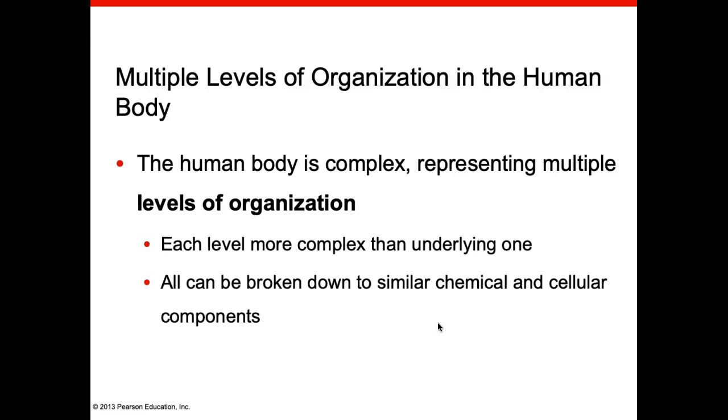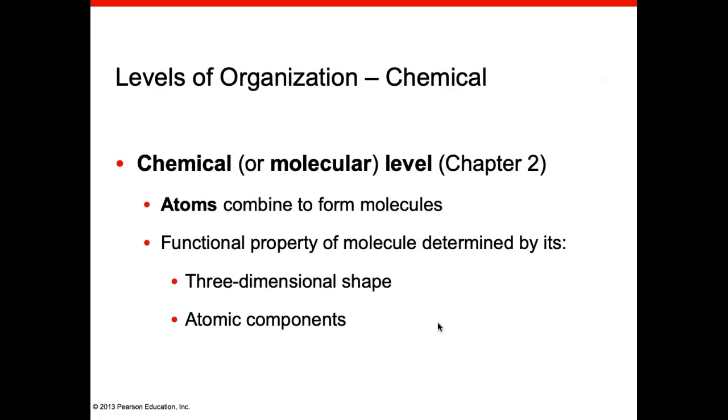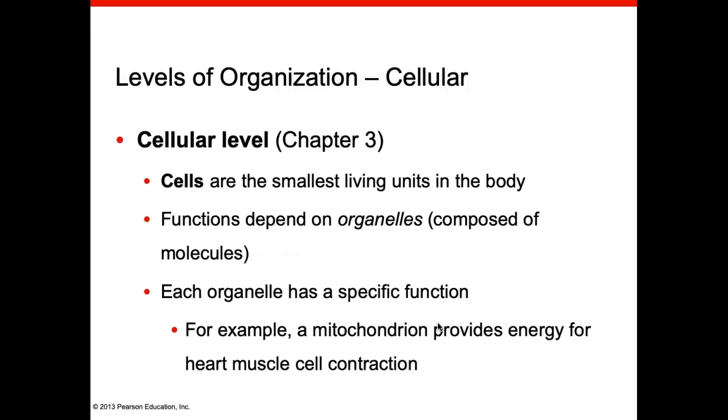Now, the human body, all bodies are organized, and you have to know those different levels of the organization. The first level is the chemical or molecular level. Atoms combine to form molecules. An example of a molecule is water or glucose. And these molecules are three-dimensional. They take up space. The next level, the smallest living level, is the cellular level.